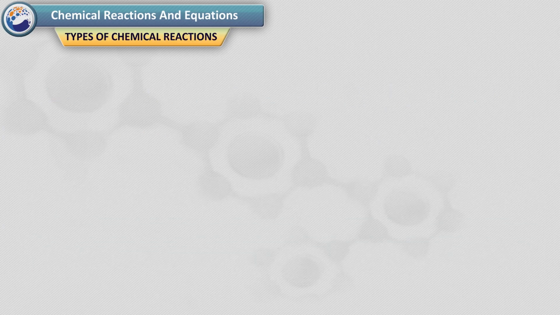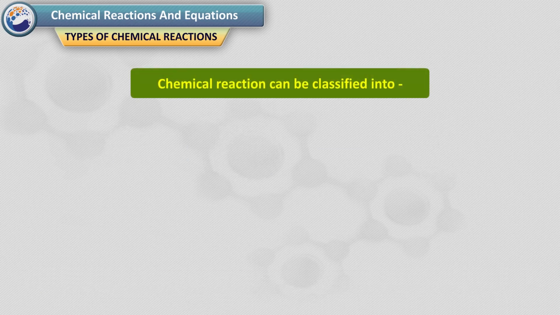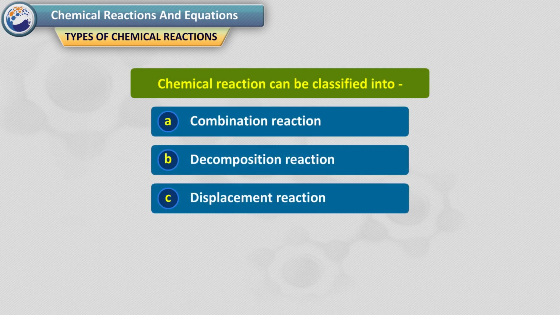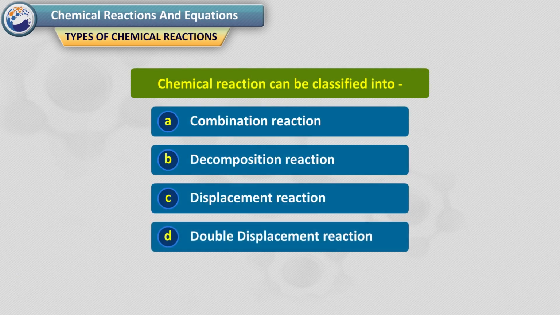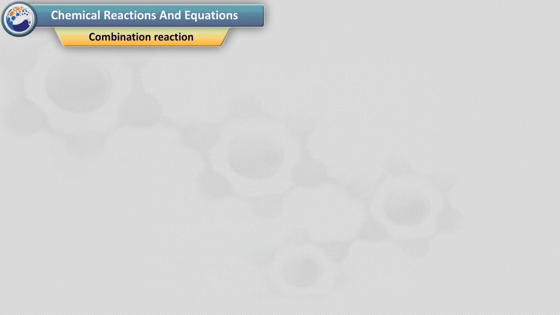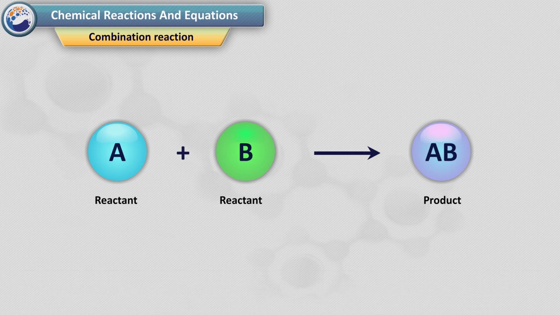Types of chemical reactions. The transformation of a chemical substance into another chemical substance is known as a chemical reaction. Chemical reactions can be classified into combination reaction, decomposition reaction, displacement reaction, double displacement reaction, and oxidation and reduction reaction. Combination reaction: reactions in which 2 or more reactants are combined to form a single product are called combination reactions. General representation of combination reactions can be written as A plus B gives AB.